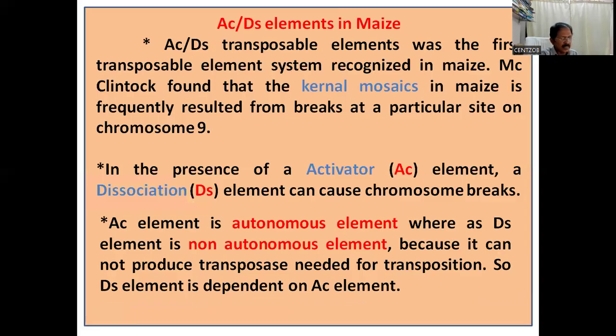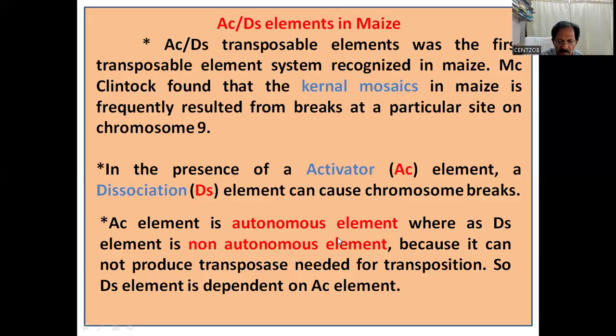Then what is the Ac/Ds element? You know, it was discovered in maize. The Ac/Ds transposable element was the first transposable element system recognized in maize. McClintock found that kernel mosaics in maize frequently resulted from breaks at a particular site on chromosome 9. In the presence of the activator Ac element, a dissociation element can cause chromosome breaks.